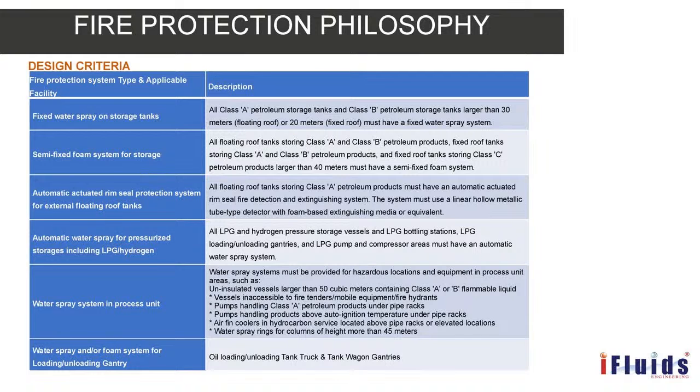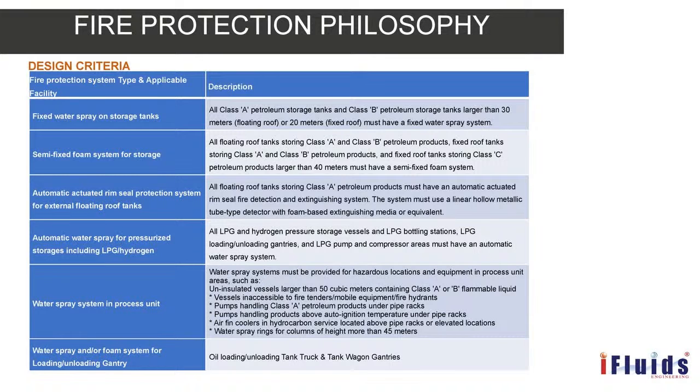Under this design criteria, it also states what type of fire protection system is required on what kind of applicable area. All this is outlined. For example, a fixed water spray system is required on a storage tank. Storage tank means Class A and Class B, with respect to the type of hydrocarbon material. If it is a Class A or Class B petroleum storage tank, then a dedicated fixed water spray system has to be provided in line with this OISD 116.